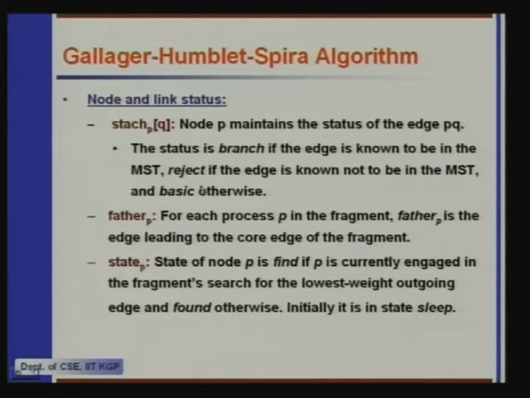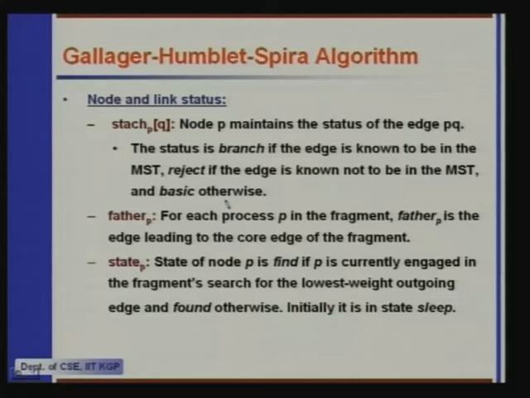These are some of the data structures which are maintained by the algorithm. One is this STACH, it stands for status of channel. The status of channel from P to Q is maintained at the node P. So, node P maintains the status of the edge PQ. The status is branch if the edge is known to be in the minimum spanning tree. It is reject if the edge is known not to be in the minimum spanning tree, and is basic otherwise. So, initially it will be basic.